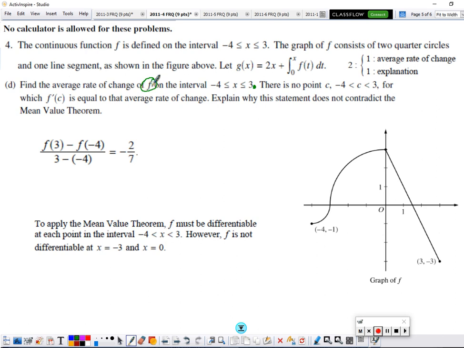Okay, notice how slow I work. Another thing that costs people points is you work too fast. The AP test is not a race. It's testing, can you think logically one little thing at a time. So I need to find the average rate of change of F from here to here. So I'm not using G anymore, I'm using F now. So let's see, we want to go from -4 to 3. I'm finding this secant slope right here.